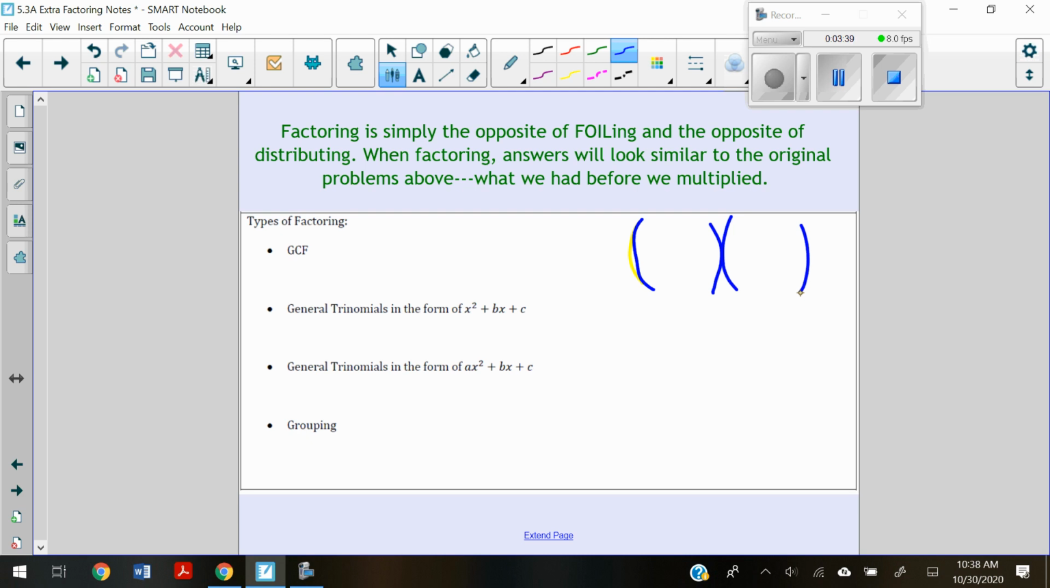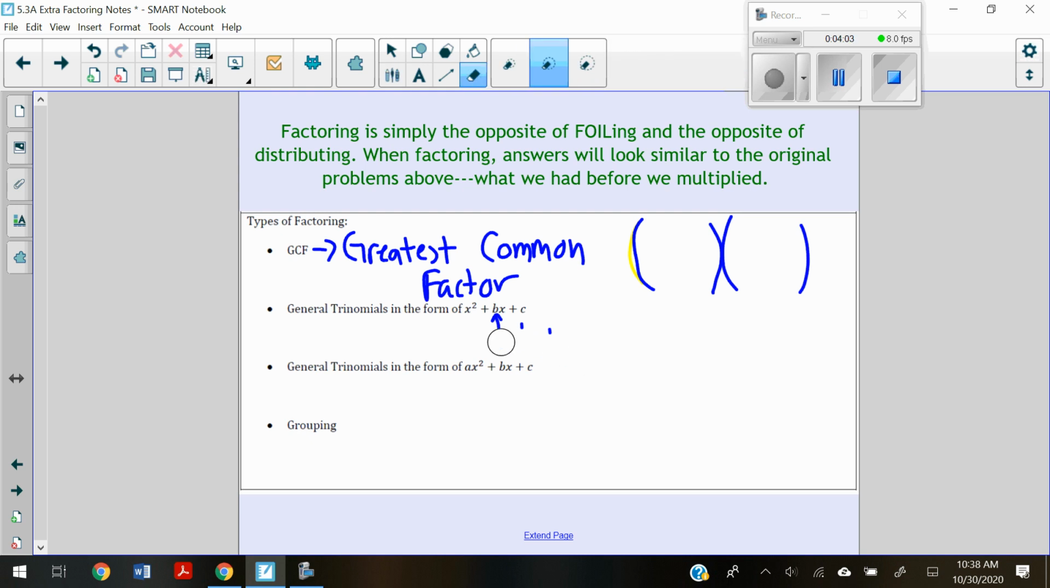All right. So just a reminder, GCF, this is greatest common factor. This is where you pull out the largest thing that multiplies into both of them. Okay, general trinomials, things like this, we're looking for what multiplies to your end term. Your middle term, what two things add to your middle term and multiply to your end term?